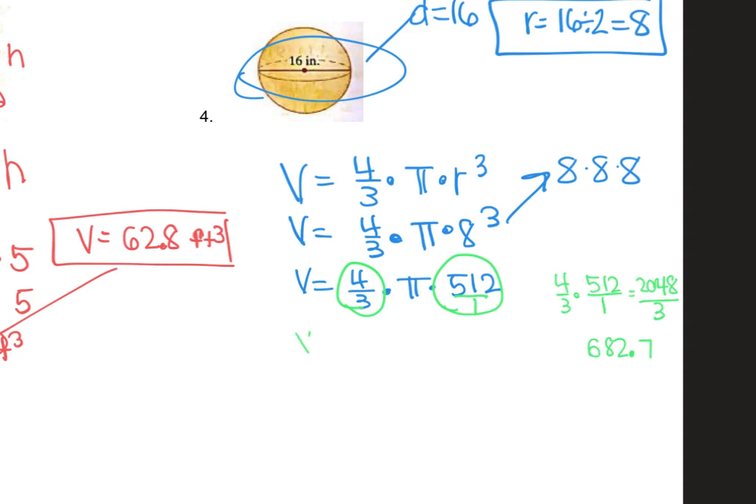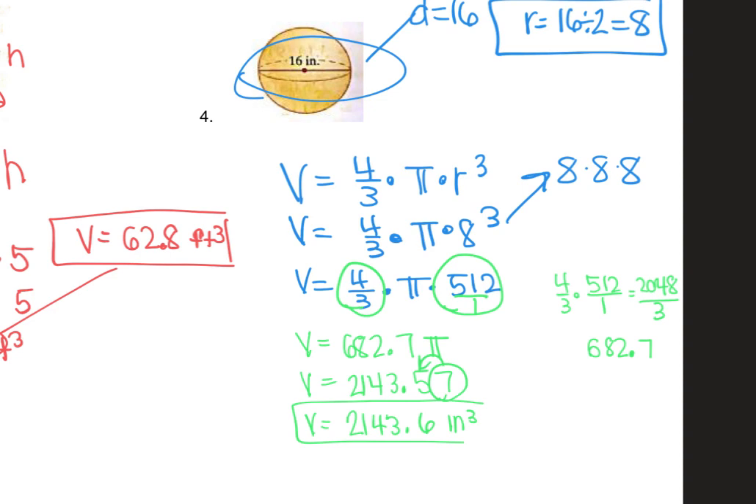So this is ultimately 682.7 pi. So I'm going to multiply it by 3.14, and I'm going to get 2143.57, which I'm going to round the 7 to the 5, and I'm going to get, as my final answer, 2143.6, and I am in inches to the third.